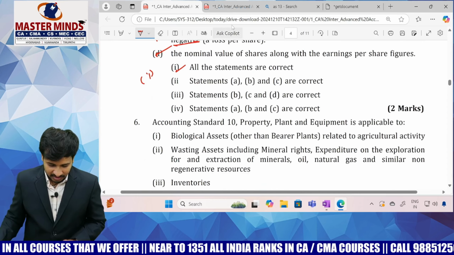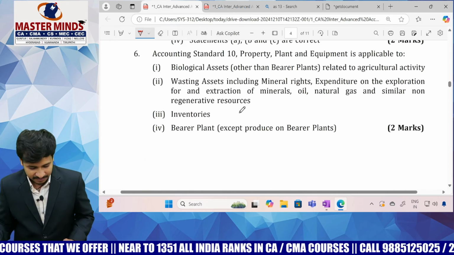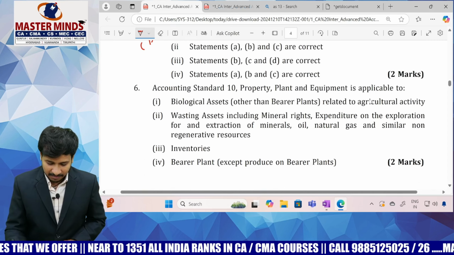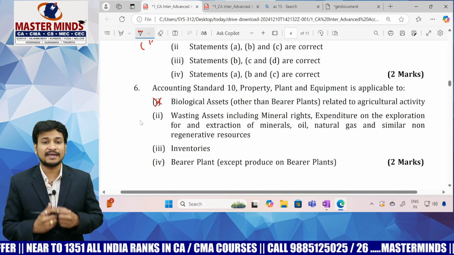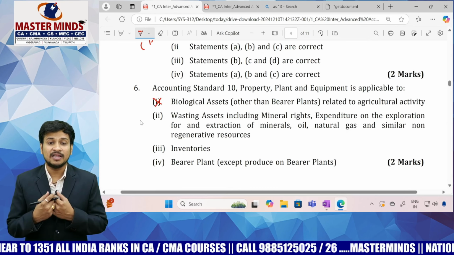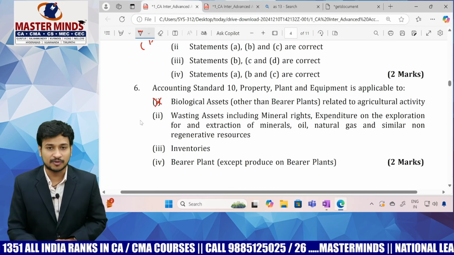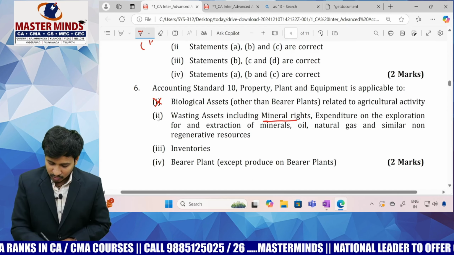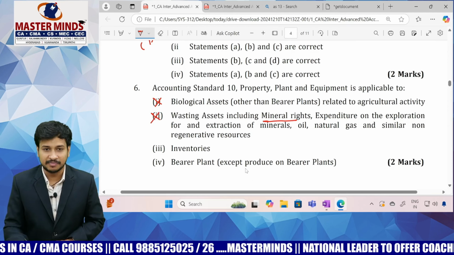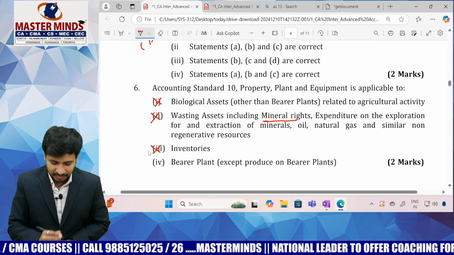And let me go with the last and final one, that is the sixth one. Is AS 10 applicable for biological assets other than bearer plants? No, that is prima facie covered initially under non-applicability of scope. And the next one, wasting assets including mineral rights. No, for wasting assets AS 10 is not applicable. And also AS 10 is not applicable for inventories.